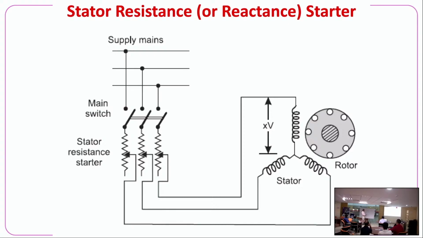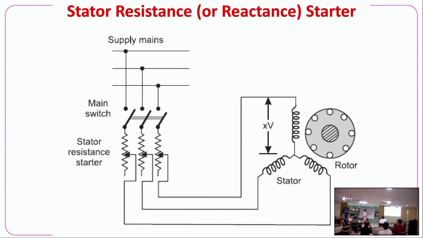Same thing here: when we allow a part of the voltage to drop across the starting resistance or starting inductive reactance, then the voltage available at the machine reduces. Suppose the machine voltage reduces by a factor X. That means the machine voltage reduces to X times V. Obviously X is less than 1.